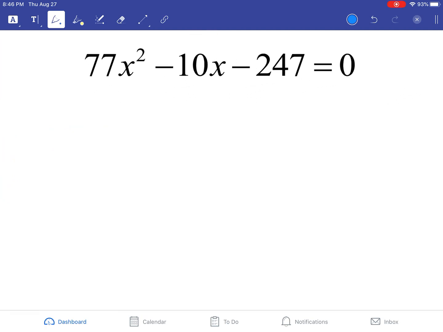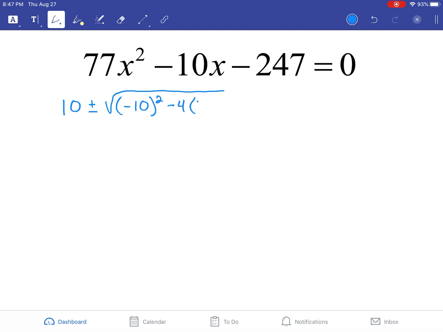So this is an example of something that's just really ugly, and I don't think I'd want to try to factor this if I could. So do the same steps. This time we're going to have the 10, since it's negative b, it's going to be positive on the outside, plus or minus square root of, again, putting the b value inside the square root in parentheses before you square it, minus 4 times a, which is 77, times c, which is -247, all over 2 times 77.